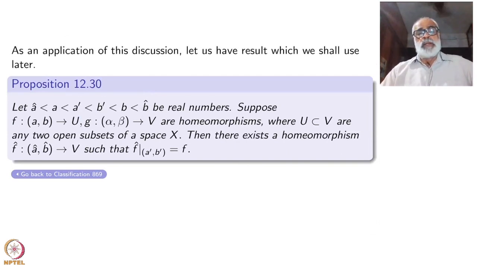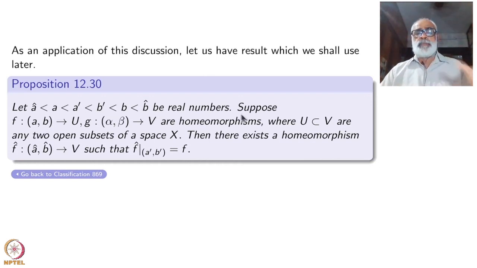So what you have here is, start with 1, 2, 3, 4, 5, 6 numbers. Arrange them in the increasing order. I have denoted them by A hat, A prime, B prime, B and B hat. You can use any notation, A1, A2, A3, A4, A5, A6 also.